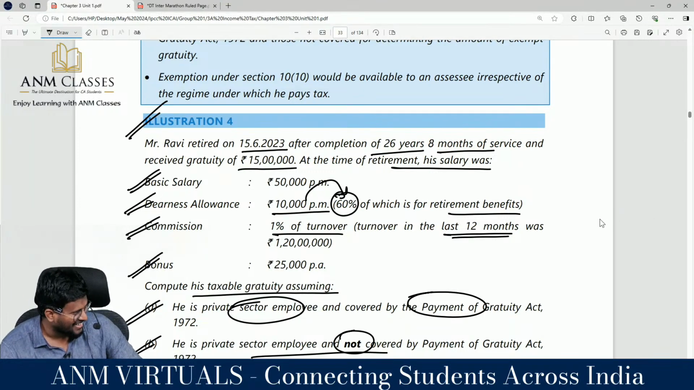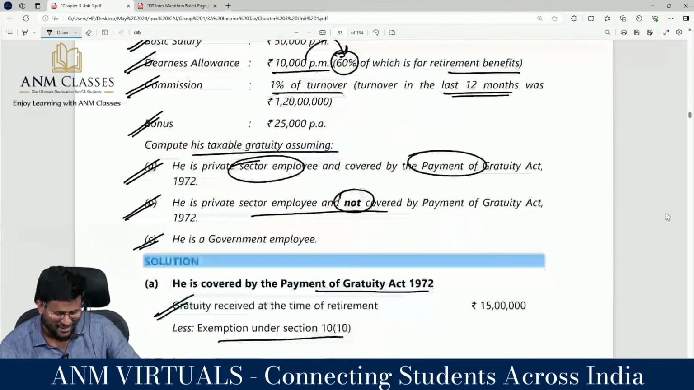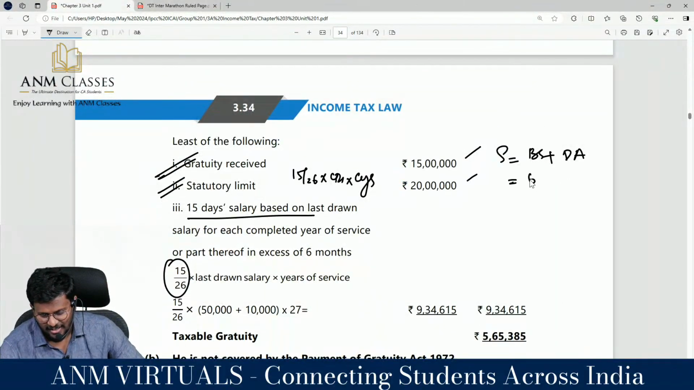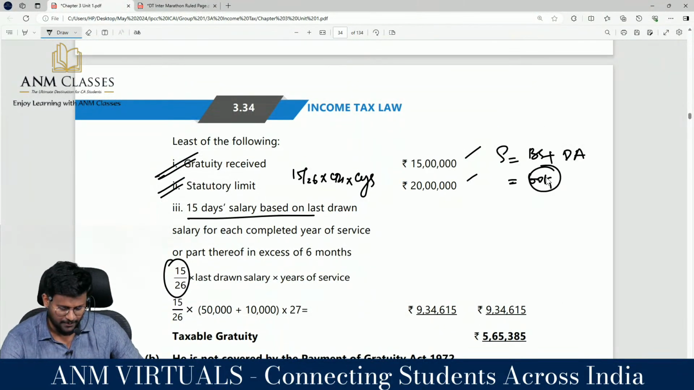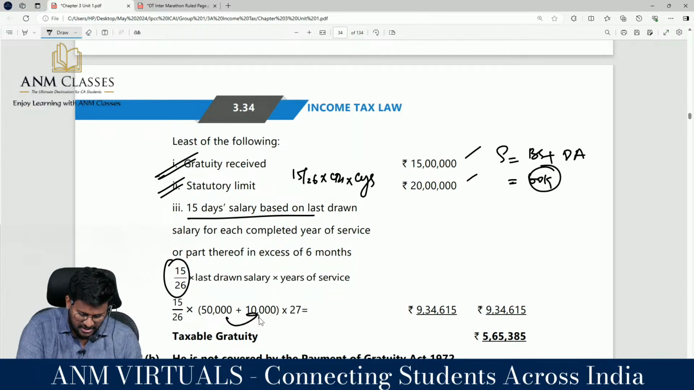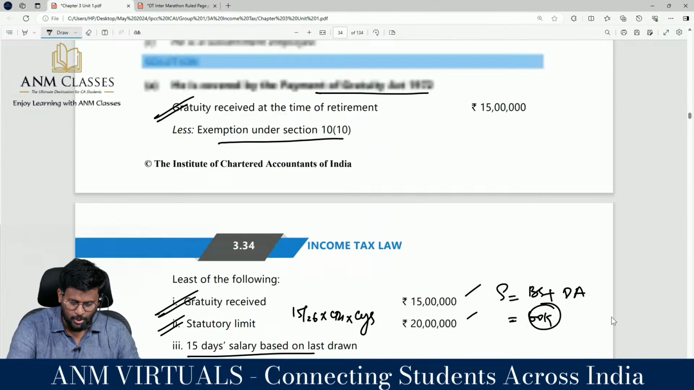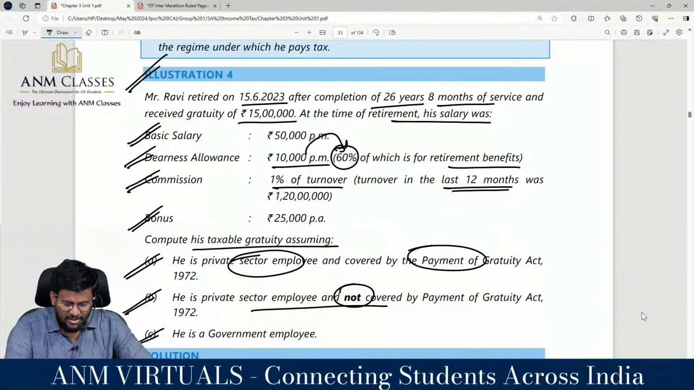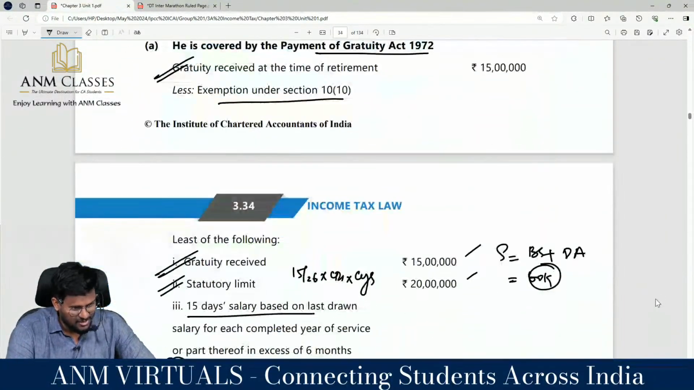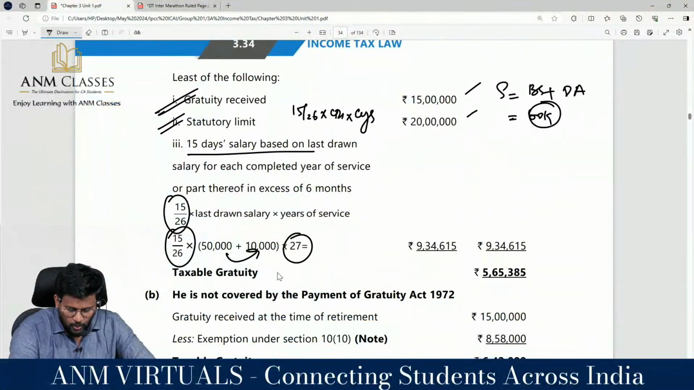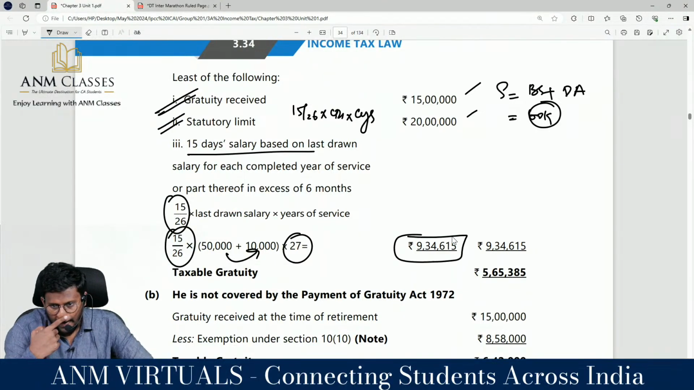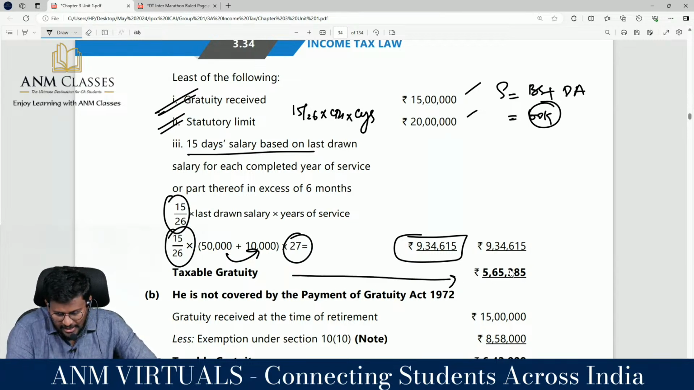Covered. Then which to take? You are very clear. Right. 50,000 plus 10,000, 60,000 is the drawn salary. Then sir, 60,000 into 15 by 26 into completed years, 27, because in excess of 6 months should be treated as 1 year. Mathematically this is the figure. Yes sir. How many lakhs has it come to? How much is deducted from it? What is the taxable gratuity?